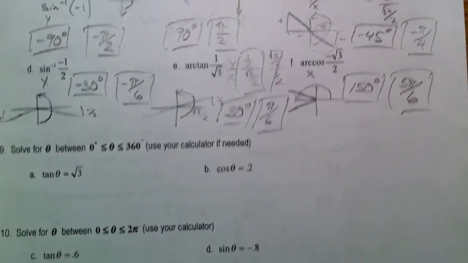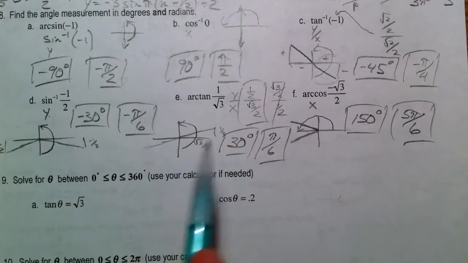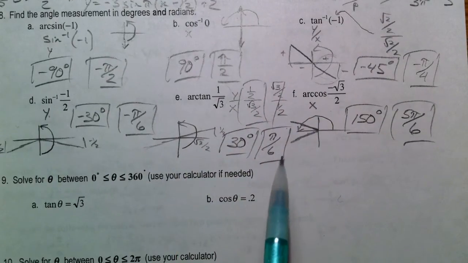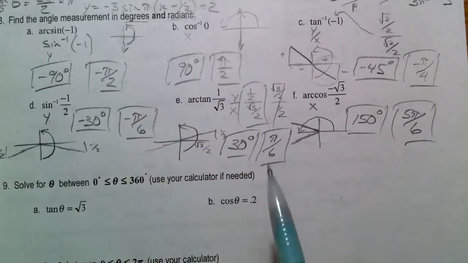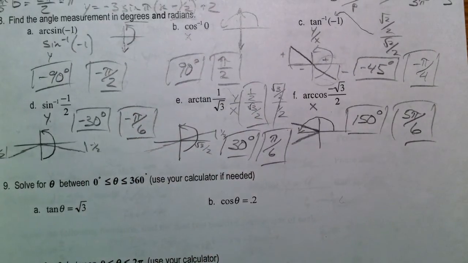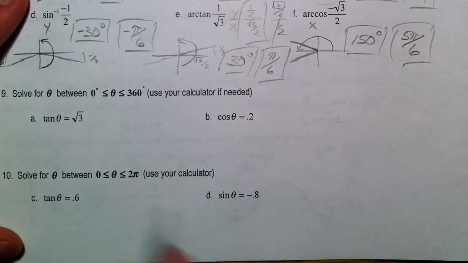Because those were all functions, arc cosines, inverse sines, all the inverse functions, we only had one answer. Now, we do have two answers down here because we asked for degrees and radians. On the other ones, we're going to maybe have two answers.